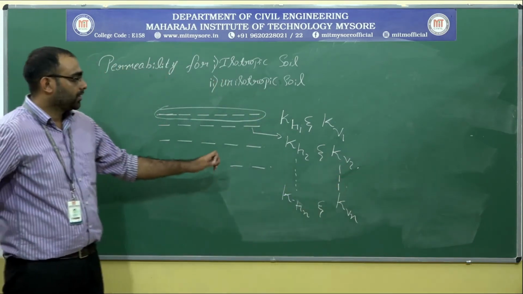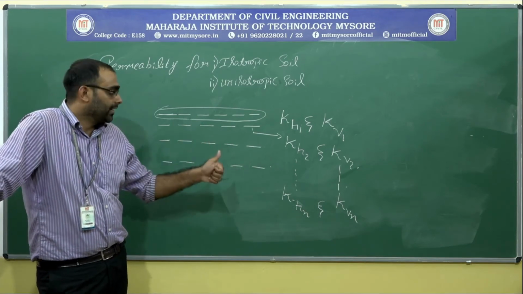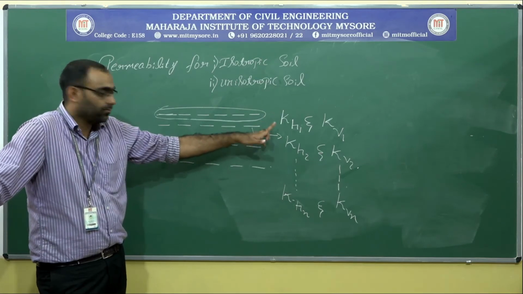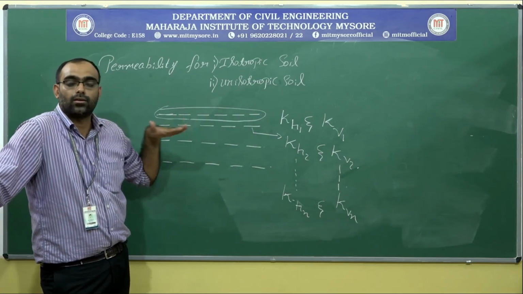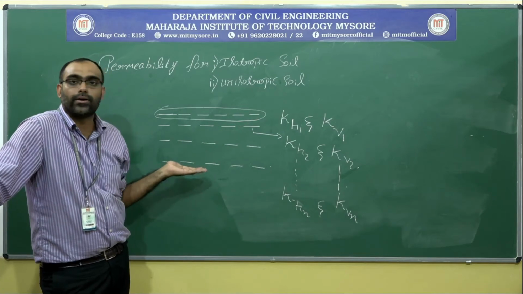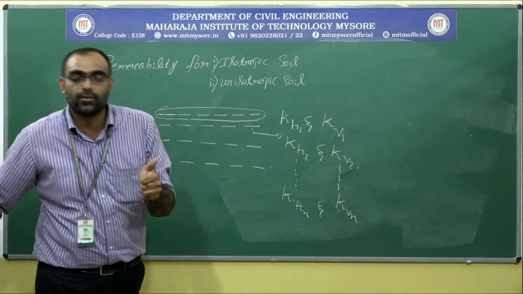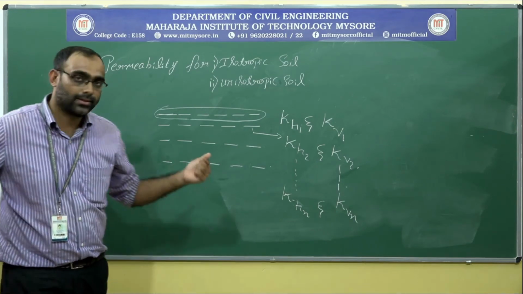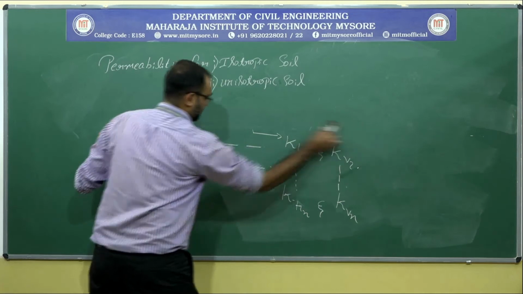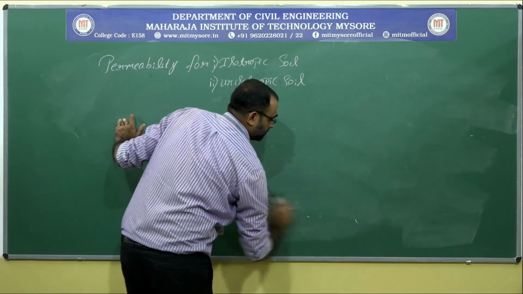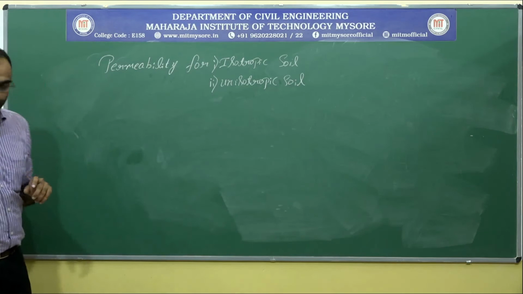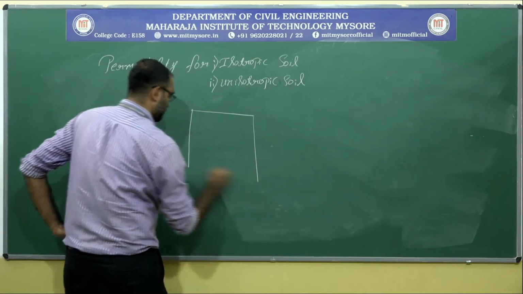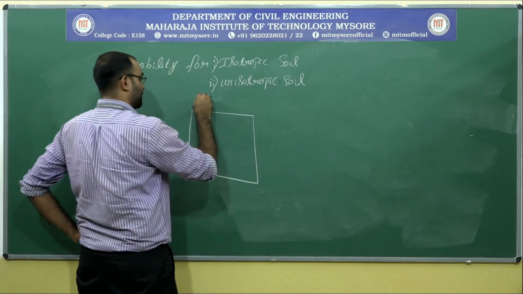And there is a formula to calculate the average permeability of this anisotropic soil in the horizontal direction and in the vertical direction. The derivation of that is not there in your syllabus. You should just remember the formulas. I am going to just write the formulas for it. We should first represent the soil layers schematically.